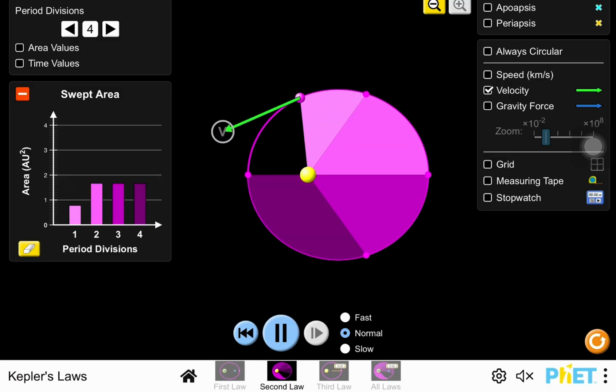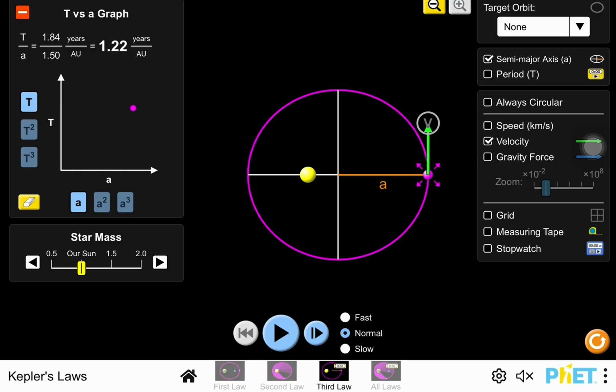Moving towards the third law of Kepler, the third law states that the square of the time period is directly proportional to the cube of the semi-major axis of the elliptical path. Here you can see that at the center of your screen there is an elliptical path whose semi-major axis is denoted by the symbol small a, and a planet is moving with a velocity v vector around the sun in its elliptical orbit.